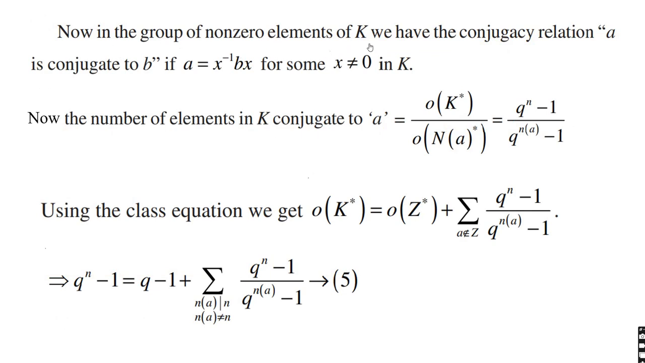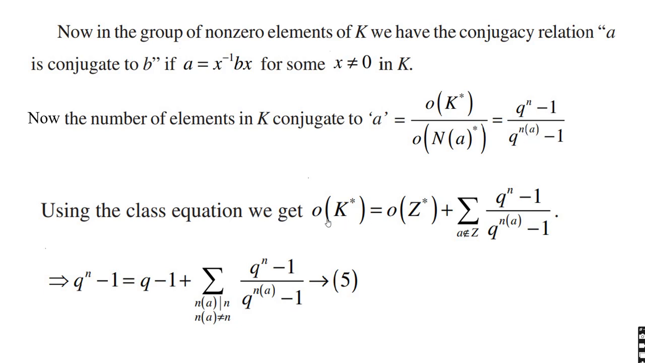Now in the group of non-zero elements of K, we can have this relation: A is conjugate to B if A is x inverse B x for some x not equal to 0 in K. Now the number of elements in K conjugate to A, the 0 element is removed, so we are applying the theorem given in another counting principle to K star only. So you have the order of K star by the order of N(A) star. 0 is removed from them, and this is q power n minus 1 and this is q power n_A minus 1.